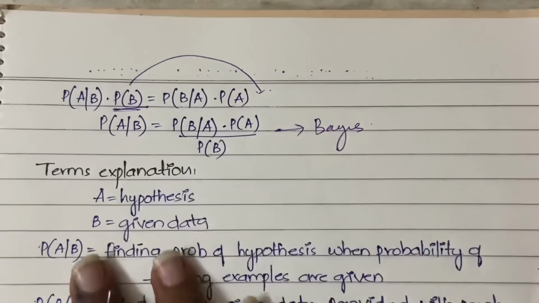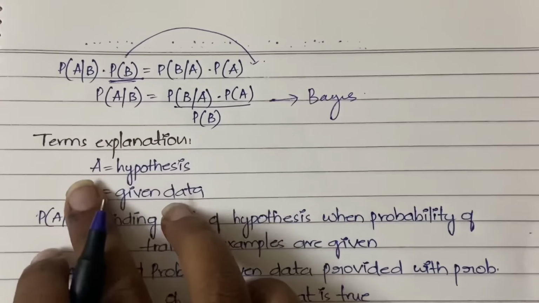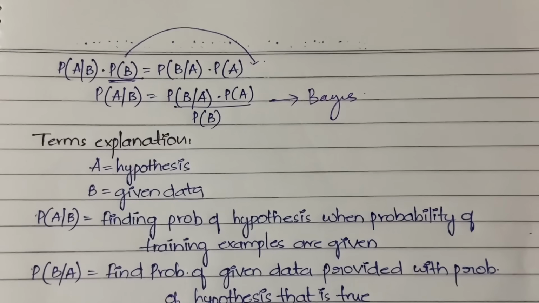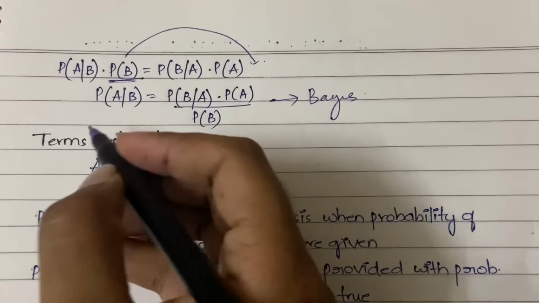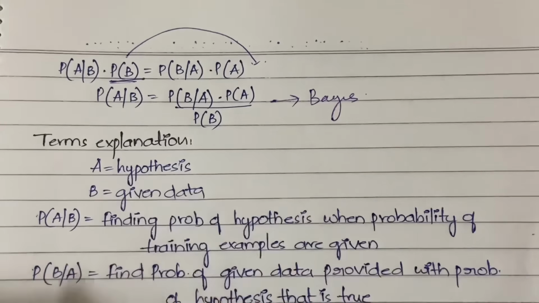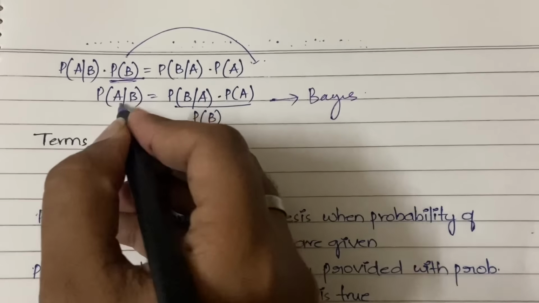Now I will explain the terms. A refers to the hypothesis and B refers to the given data. From the given data we have figured out a hypothesis, and that hypothesis is represented by A, and B stands for the entire given data. Now what is P of A given B?